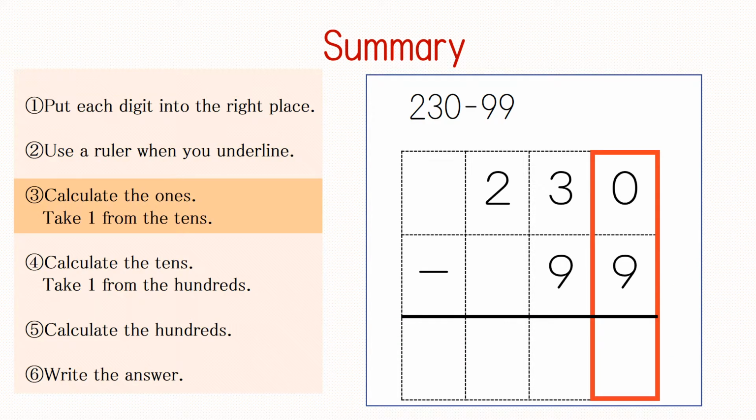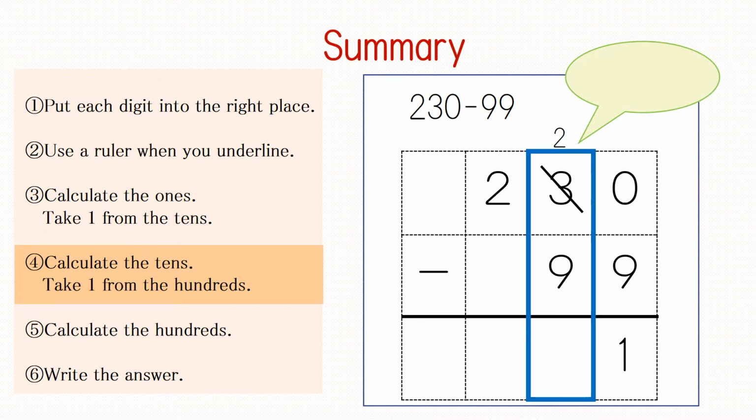First, calculate the ones, but we can't calculate 0 minus 9. So take 1 from the tens place. Draw a diagonal line on the 3 in the tens place. And write 2 over the 3. 1, which is taken from the tens, is equal to 10 in the ones place. So now we can calculate the ones. 10 minus 9 equals 1. So write 1 to the ones place.